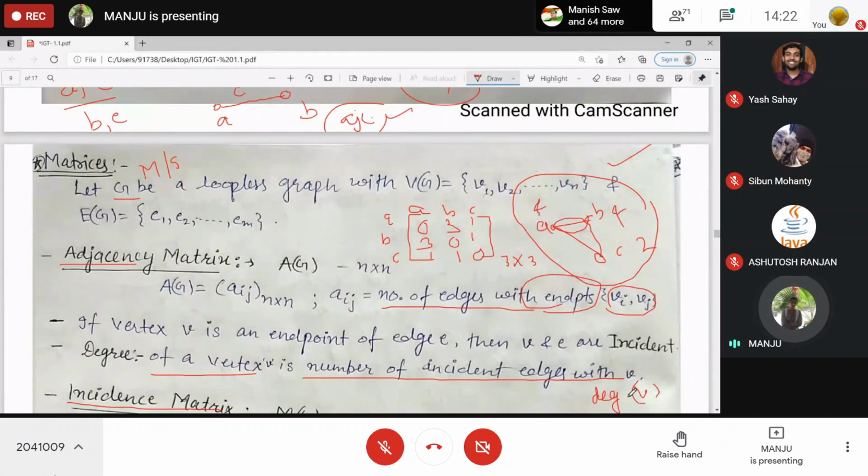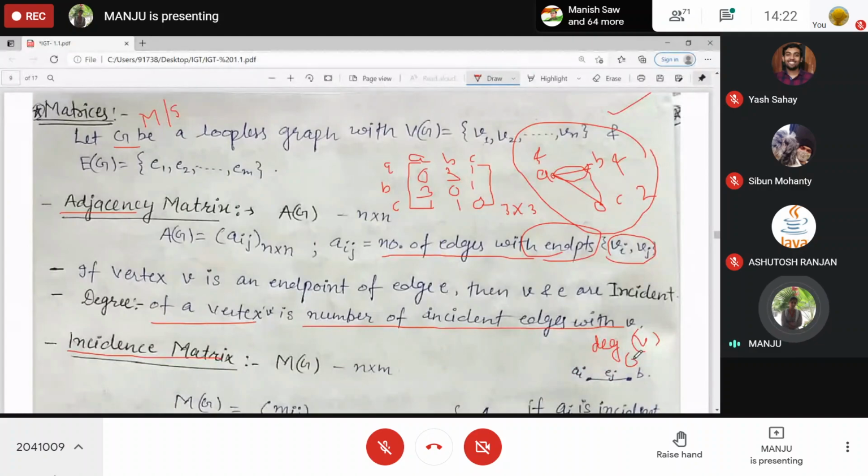Degree of vertex. Or when you have more than one graph, you can denote degree of V in graph G, degree of V in graph H, and so on. Either this one or you can simply write degree of V. So degree of C is 2, degree of B is 4, degree of A is 4. Clear? And here this is the incident definition. If a vertex V is an endpoint of an edge E, then we say V and E are incident. V is incident with E or E is incident with V.